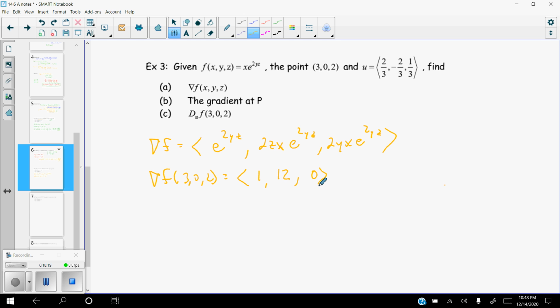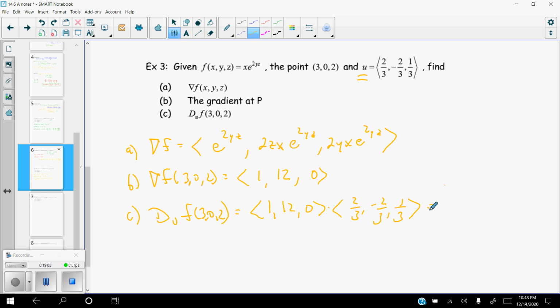I need to have a unit vector. And if you haven't already checked, that actually is a unit vector. You would know because if you square all the pieces, add them together, and then take the square root, it's going to be 1. So for part C, because I should have labeled these part A, part B, part C, the directional derivative in the direction of our unit vector, which was nice. And by the way, they labeled it u, so we know it is a unit vector. It's going to be 1, 12, 0, dotted with 2/3, negative 2/3, 1/3.